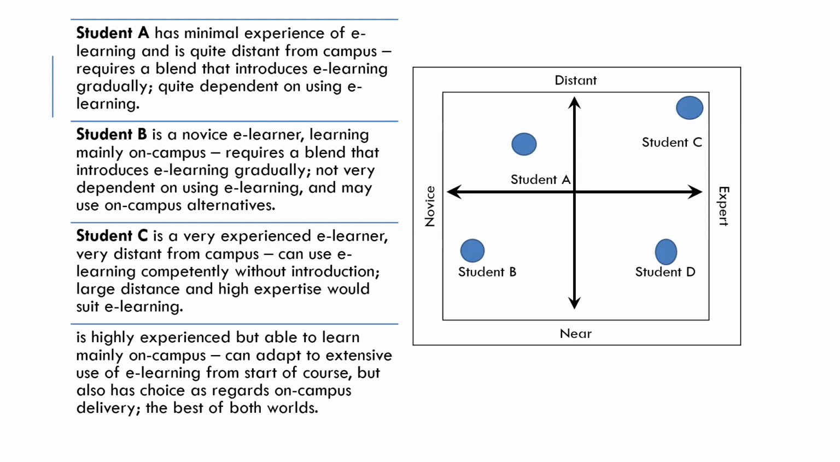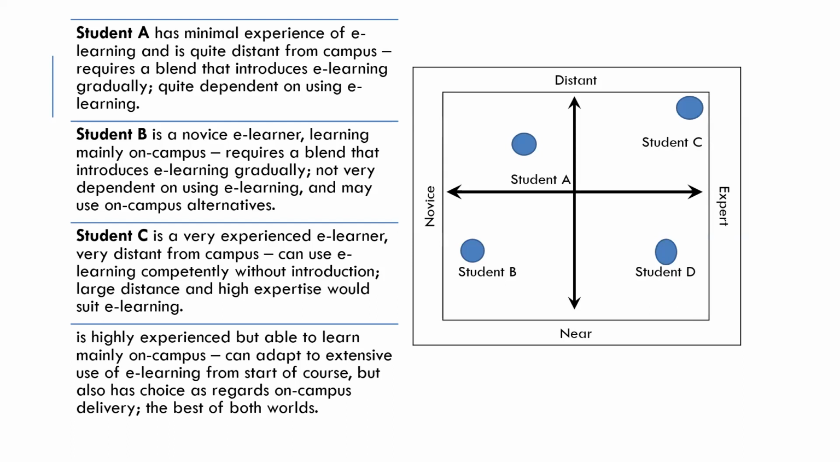So when we have face-to-face lectures, and we do intend to have blended learning for some of our courses, we will have students in these four quadrants. So student C is an experienced e-learner, but distant from the university.